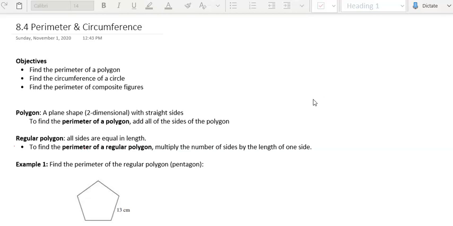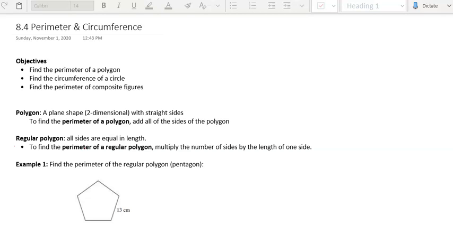In this section, we're going to be talking about perimeter and circumference of polygons and circles and composite figures. So first, what is a polygon? A polygon is a plane shape. That means two-dimensional on a flat surface with straight sides. To find the perimeter of a polygon, add all the sides of the polygon. You just add them up.